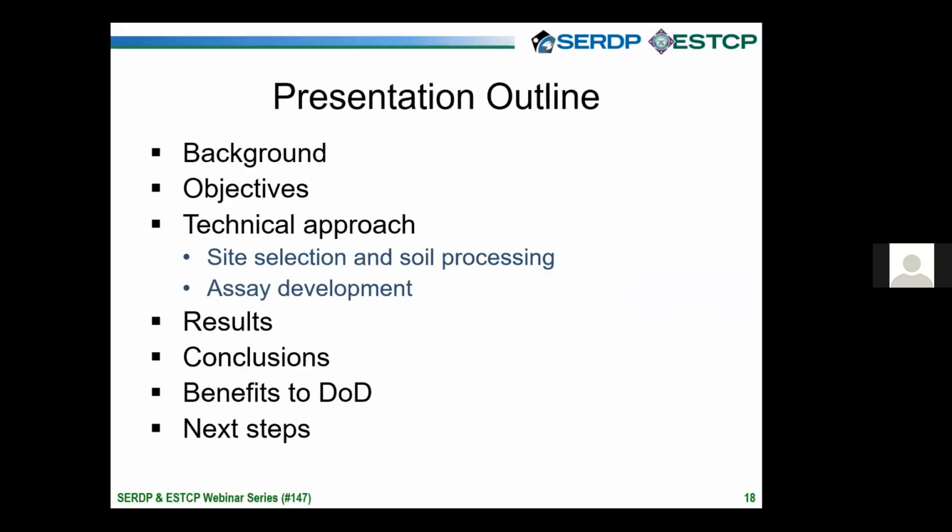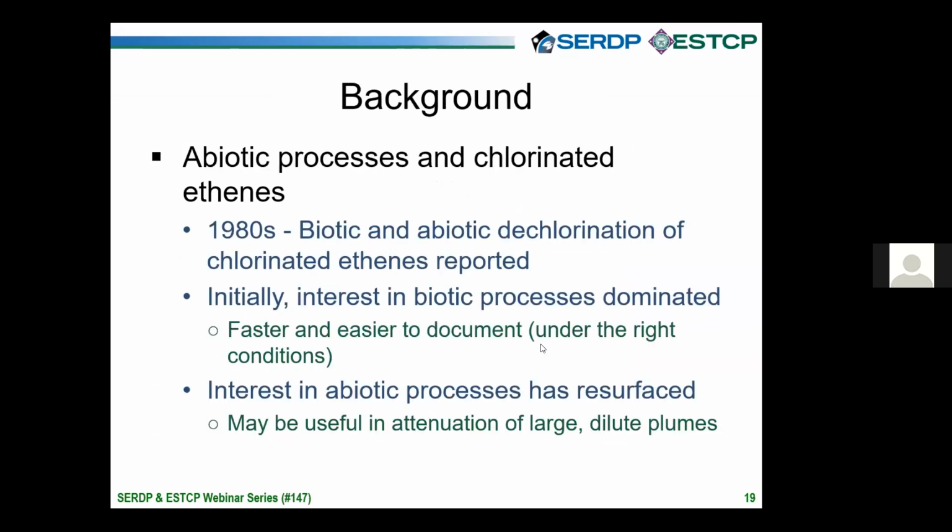So what I'm going to talk about today, I'll give you some background, some objectives, the technical approach we're using, some results, conclusions, benefits to DoD, and next steps that we're working on. So by way of background, abiotic processes as they relate to chlorinated ethenes have been around since the 1980s, along with biotic processes. I think it's fair to say that interest in biotic processes has dominated up until the recent past, in large part because the biotic processes have been faster and easier to document under the right conditions.